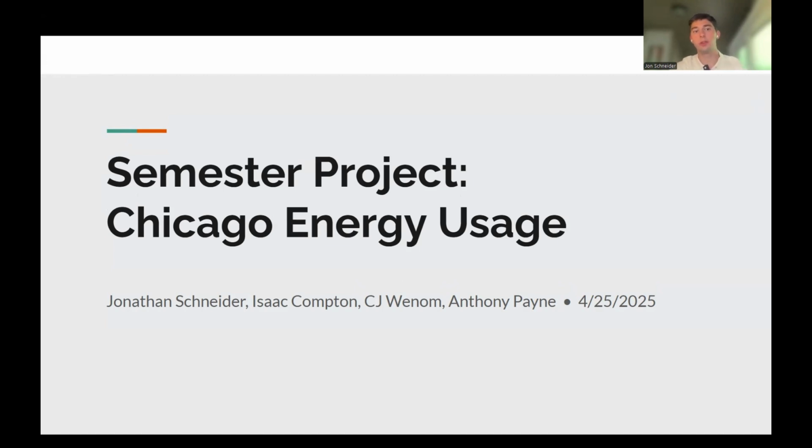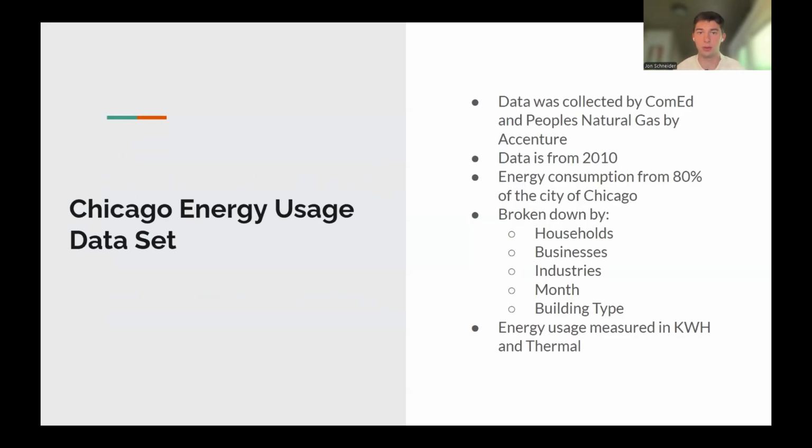So briefly, to go over the dataset a little bit, this data was collected by ComEd and People's Natural Gas by Accenture. The data is from 2010 and is made up of about 80% of the city of Chicago data from about their energy consumption. And the data was broken down by households, businesses, industries, month, building type, and many other variables, but those are the main variables that are relevant to how we used the data set. And the energy usage is measured both in kilowatt hours and in therms.